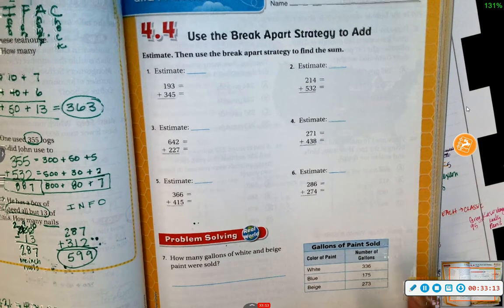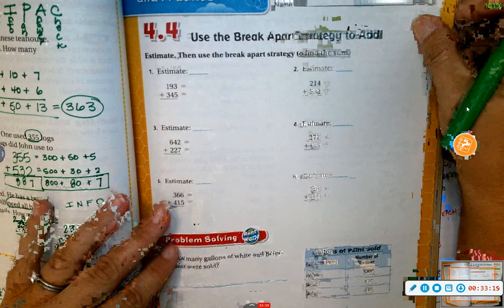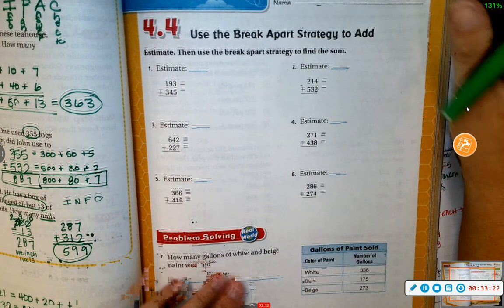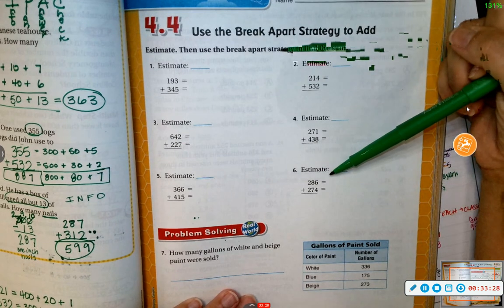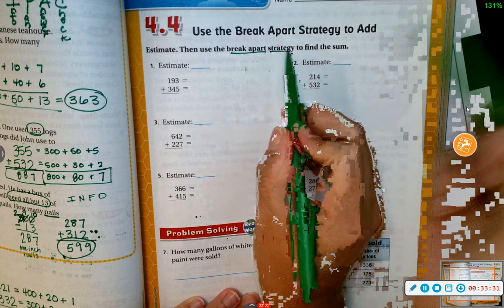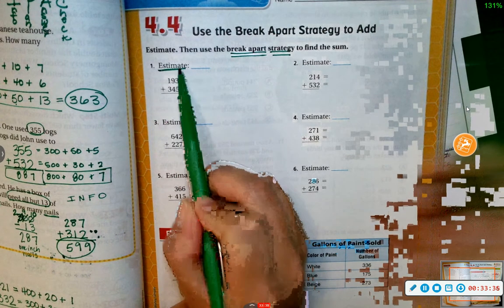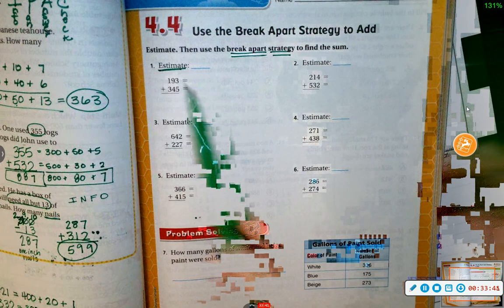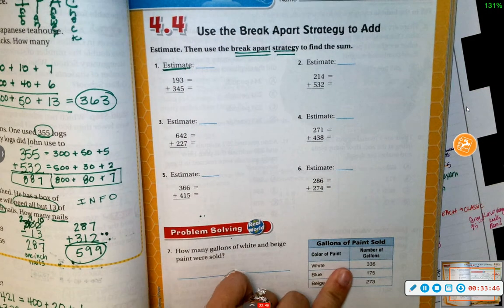Now, for your assignment today, there are 2 things I want you to do. You're going to tear out this workbook page, or you can leave it in, that's fine, but you're going to need to take a picture of both sides when you're done. You will answer 1 through 6 by using the break apart strategy. So make sure you're actually doing what it asks you to do, and then you also need to estimate on 1 through 6. Now number 7, you're using this chart over here to the right.